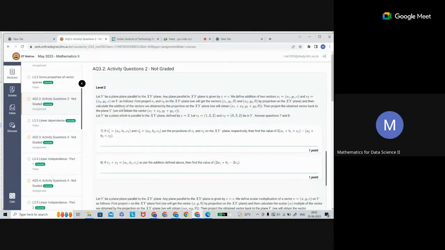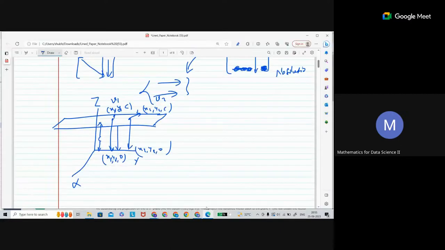So see what is written here. Calculate addition as X1 plus X2, Y1 plus Y2. If you want to add two vectors on the roof, first project them to the XY plane, and then add coordinate-wise: X1 plus X2, and Y1 plus Y2. Add them and then go back to the roof. That means the final result has C as its third coordinate, back on the roof. This is how addition is performed.